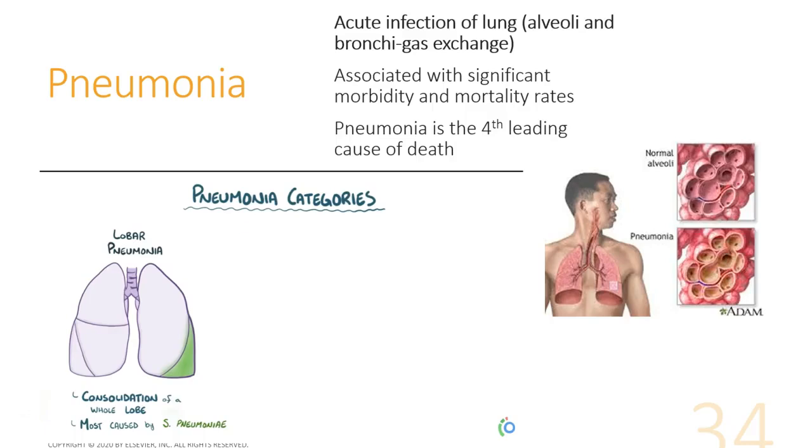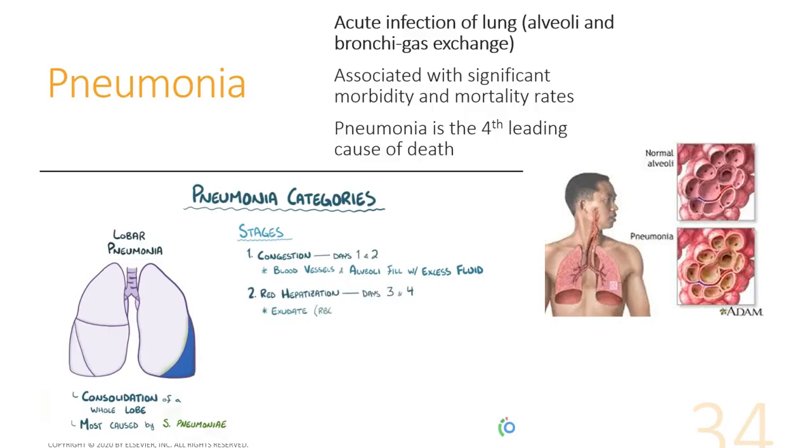Usually, lobar pneumonia happens in stages. The first stage is congestion, and it happens between 1 and 2 days. This is where the blood vessels and alveoli start filling with excess fluid. The next stage is red hepatization, and it happens between days 3 and 4. This is where exudate, which contains red blood cells, neutrophils, and fibrin, starts filling the air spaces and makes them more solid. The name hepatization refers to the lungs taking on a liver-like appearance from the reddish-brown color of the exudate.